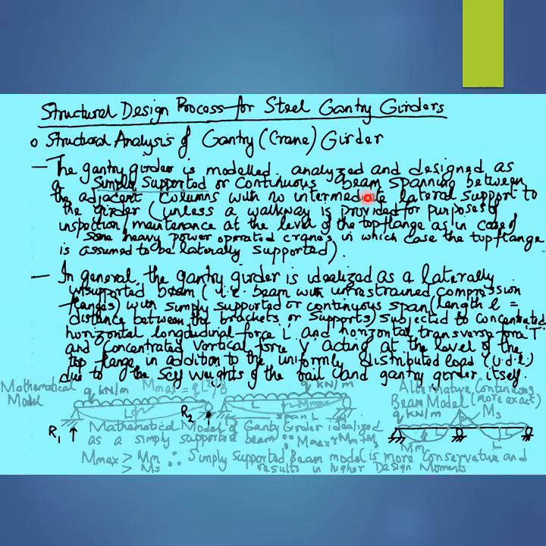The gantry girder is modeled, analyzed and designed as a simply supported or continuous beam spanning between the adjacent columns with no intermediate lateral support to the girder, as assumed usually, unless a walkway is provided at the level of the top flange of the steel gantry girder or steel crane girder for the purposes of inspection or maintenance of the overhead electric crane that is supported by the gantry girder.